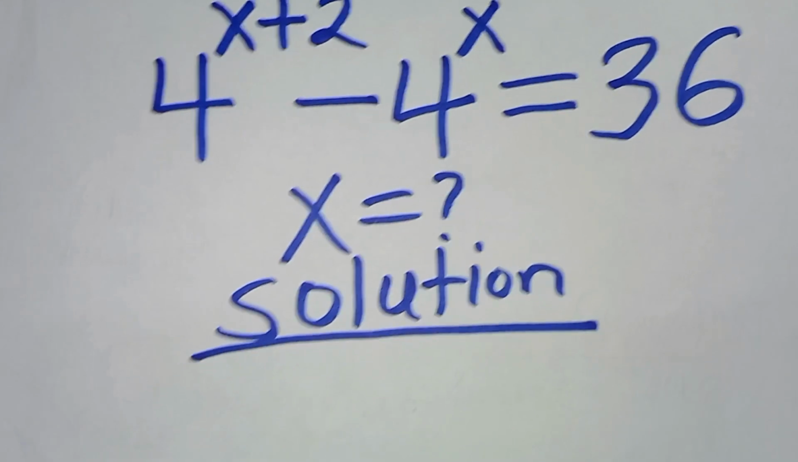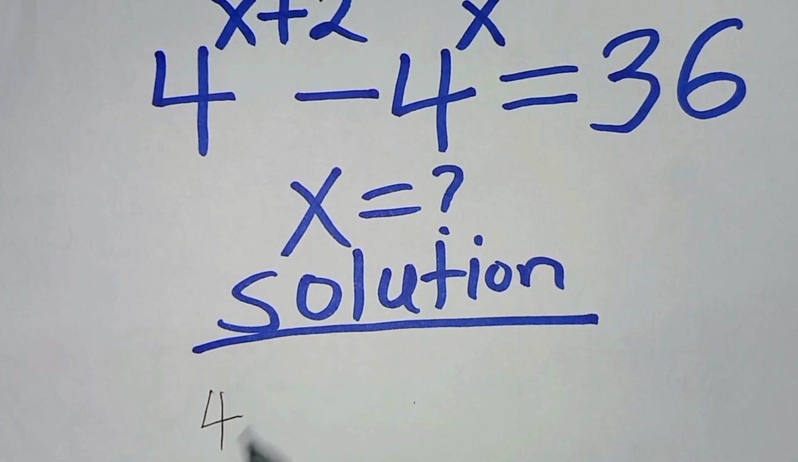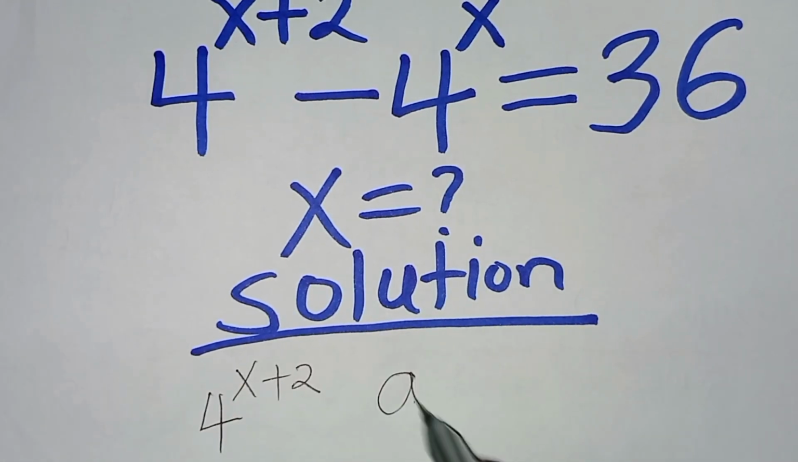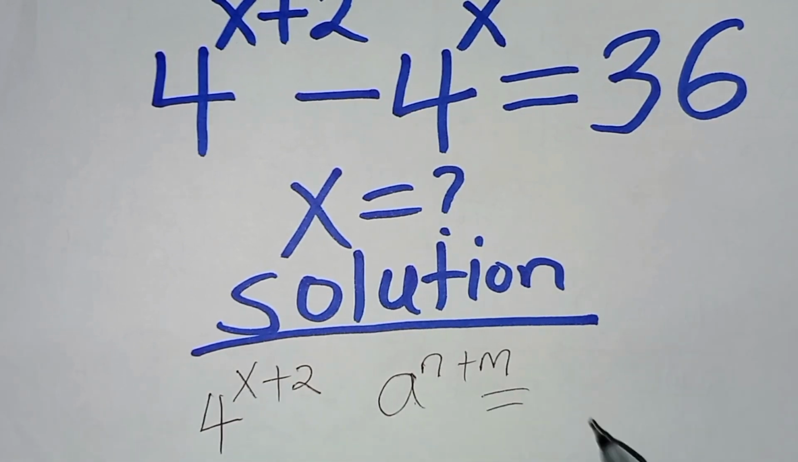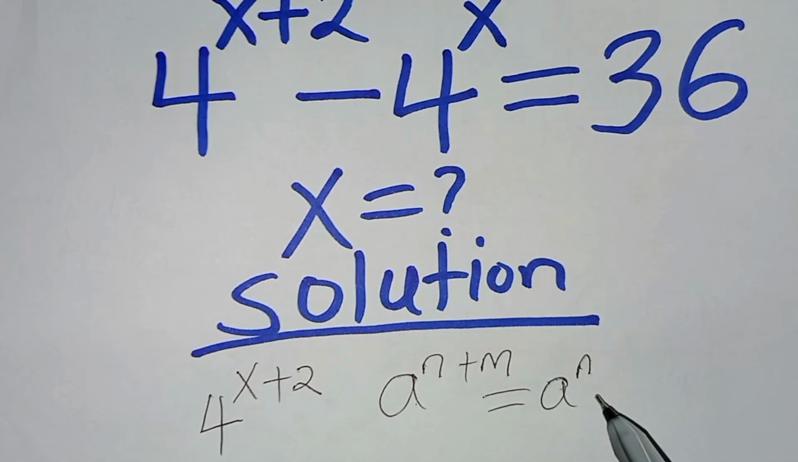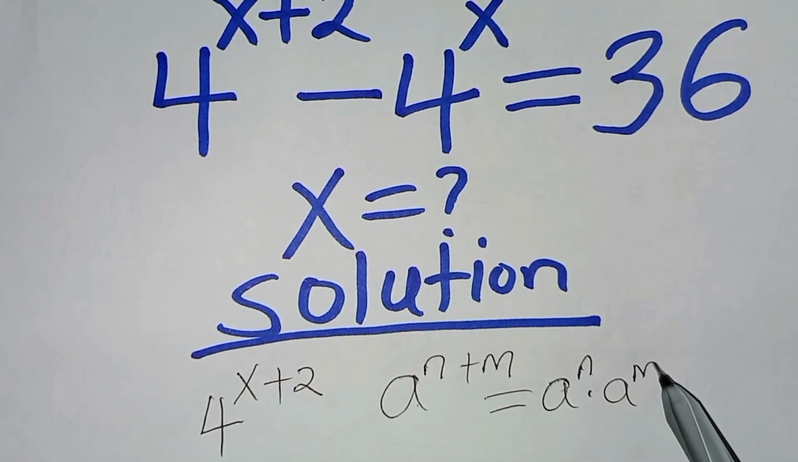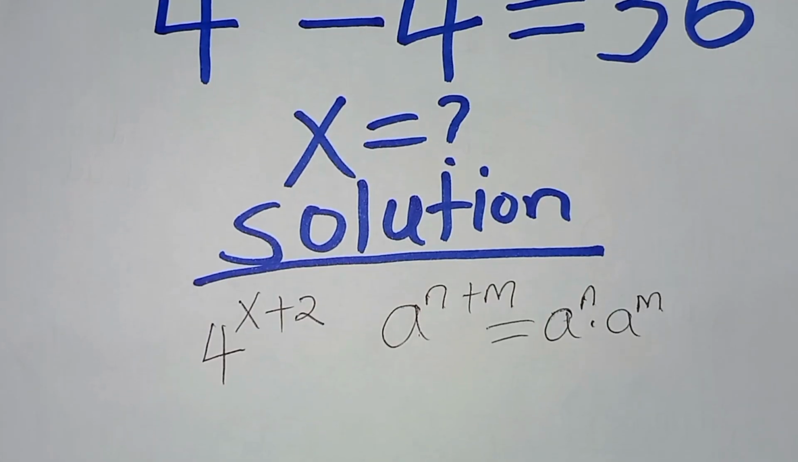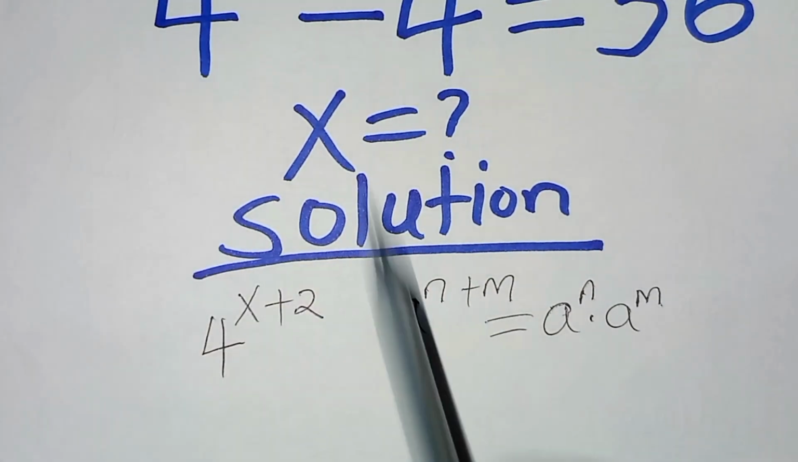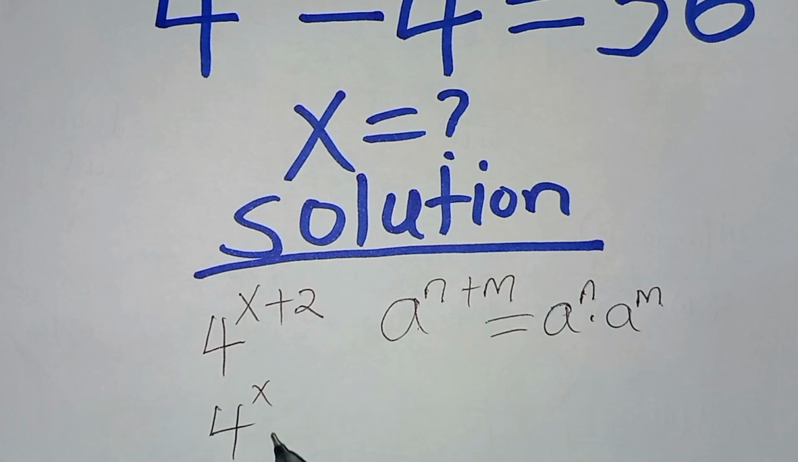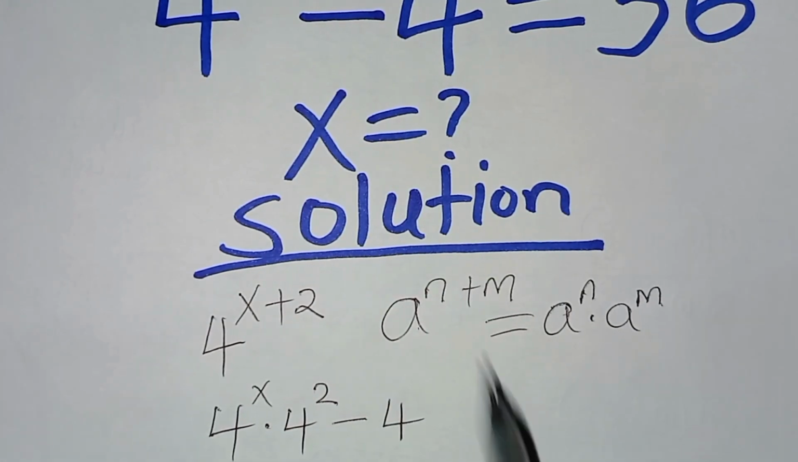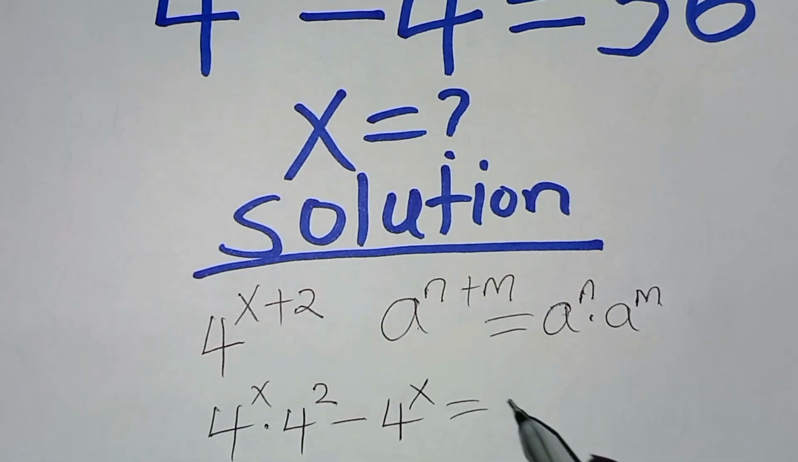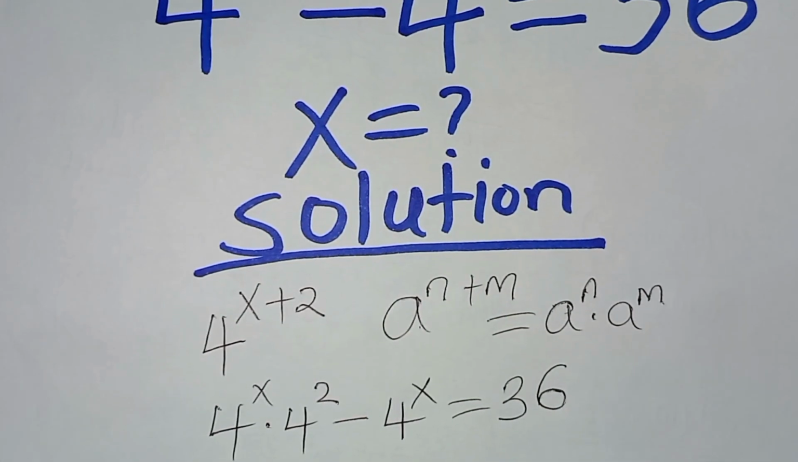Now the solution. From here, we have 4 to power x plus 2. This is in the form of a to power n plus m, which we can transform as a to power n multiplying by a to power m. So this can be expressed as 4 to power x multiplying by 4 to power 2, subtract 4 to power x, this is equal to 36.